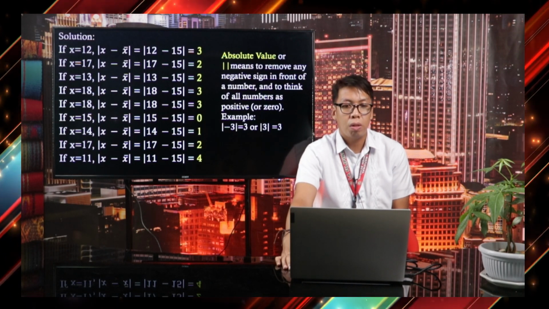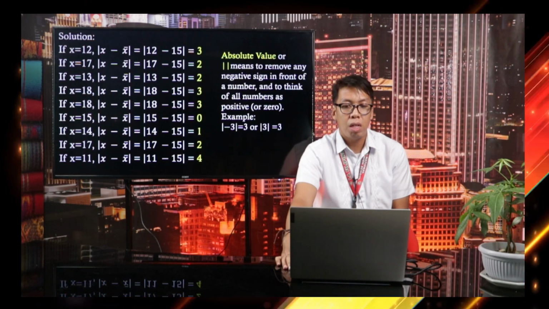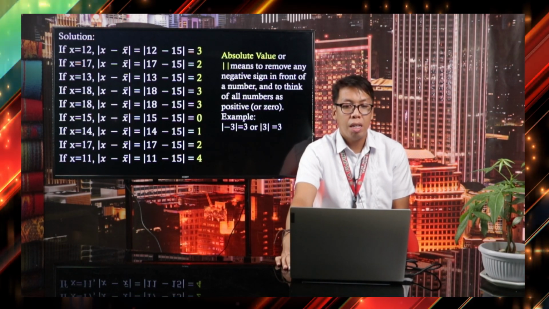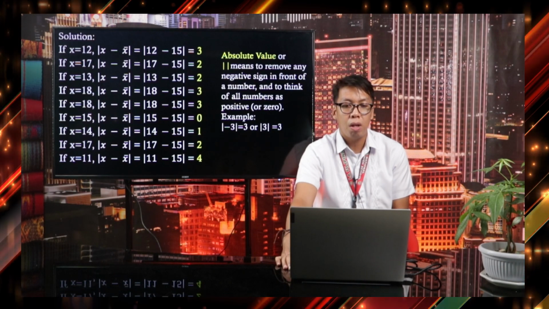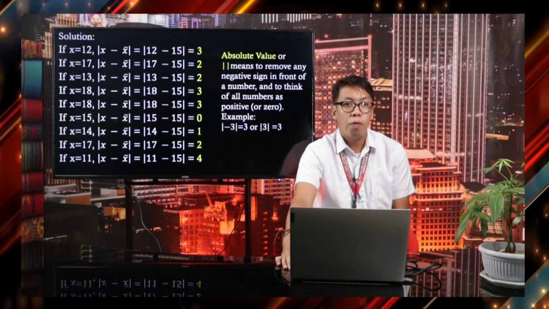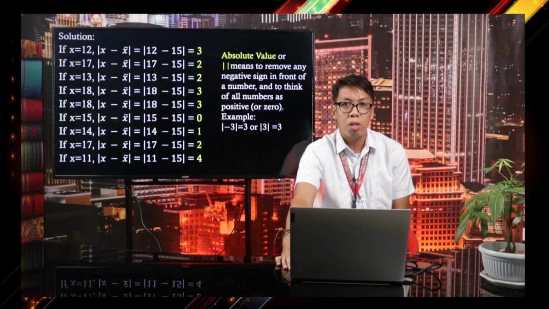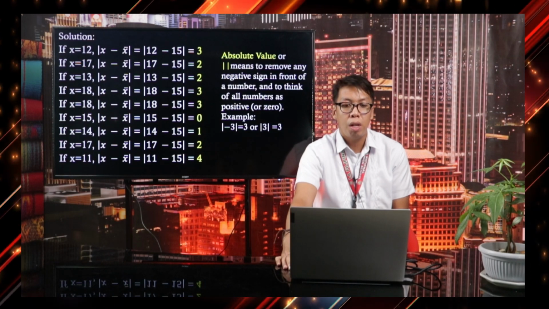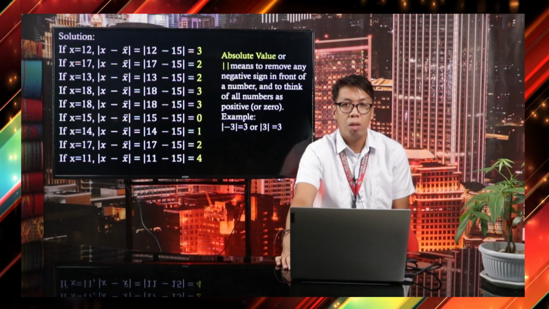X is equal to 13. 13 minus 15, the absolute value is 2. 18 minus 15 is equal to 3. 18 minus 15 is equal to 3 again. 15 minus 15 is equal to 0. 17 minus 15 is equal to 2. And 11 minus 15 is equal to 4.